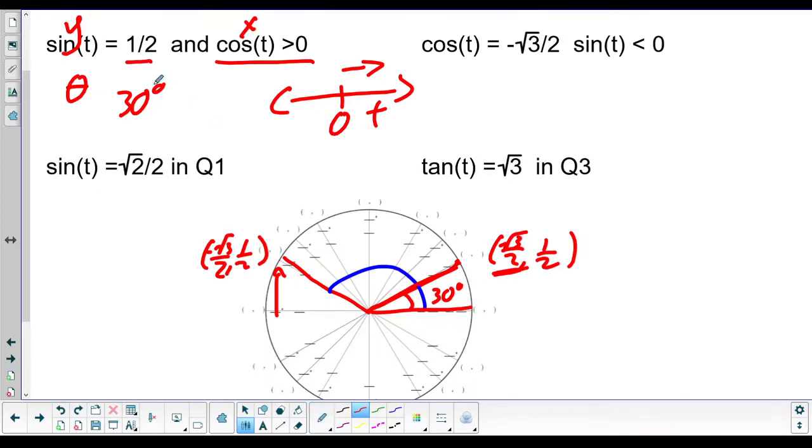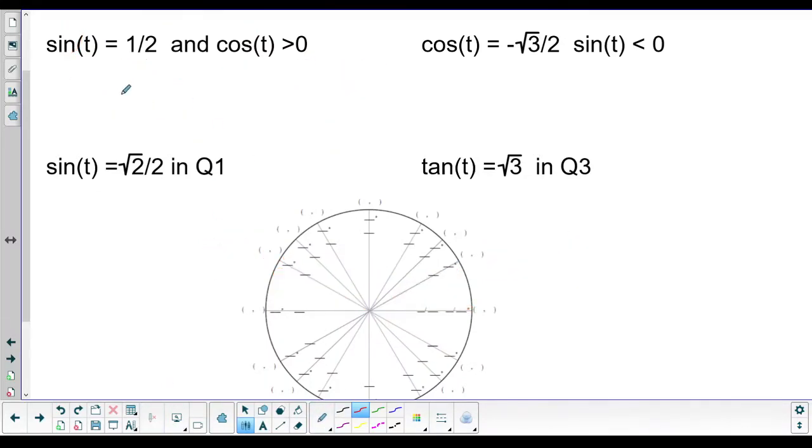Cool. Oops, that's not what I want. All right, 30 degrees for that one. All right, now we have cosine of t equals negative radical 3 over 2. So remember, cosine is x, and this is the longer value. So we're going to go really far in the x direction, negative.